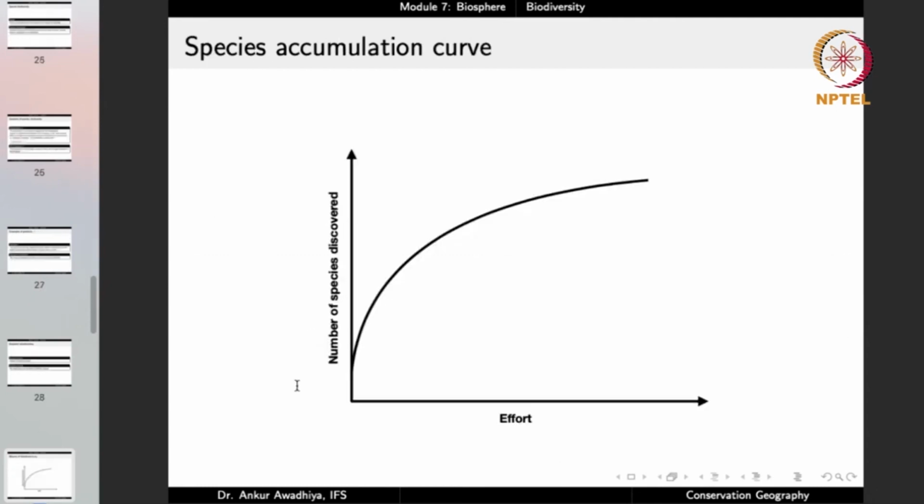To compute richness, we make use of a species accumulation curve, where on the x-axis we plot effort. Effort can be something like the number of hours spent looking for different species, or the number of days spent looking for different species. So suppose you get to a forest and on day 1 you start noting down all the species that you have seen in this forest.